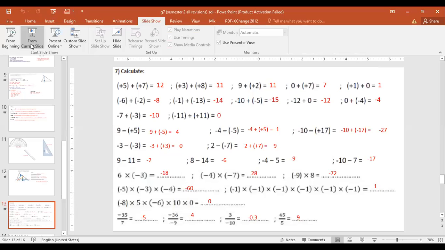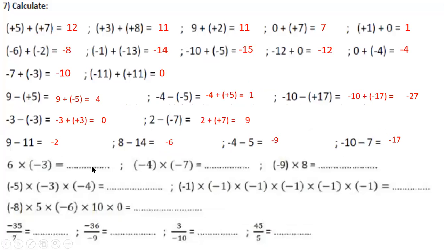So let's apply the rules of multiplication and division. 6 times negative 3. Positive times negative is? Negative. 6 times 3 is? 18. So it is negative 18. Yalla, Aseel. Negative 4 times negative 7. Negative times negative is?